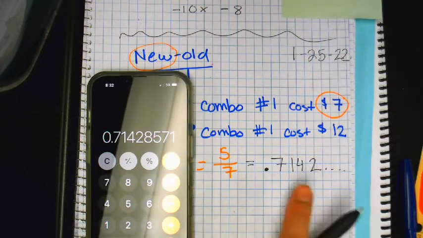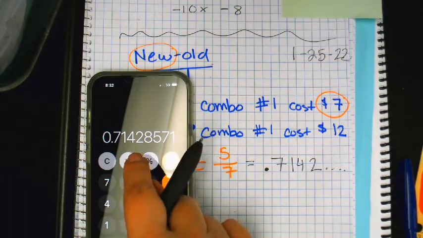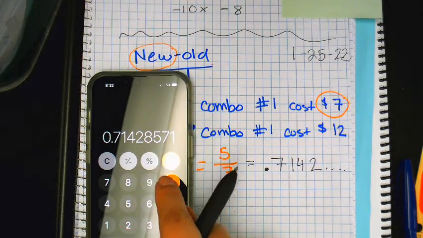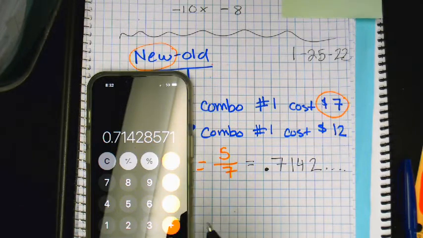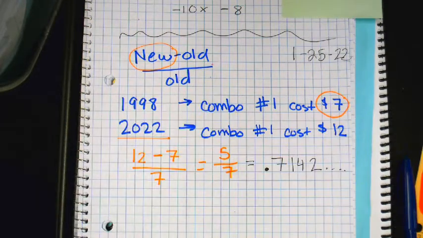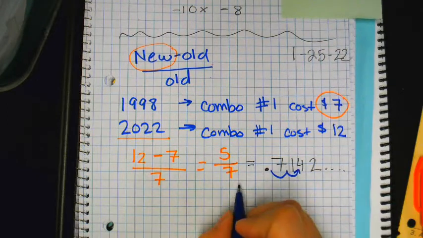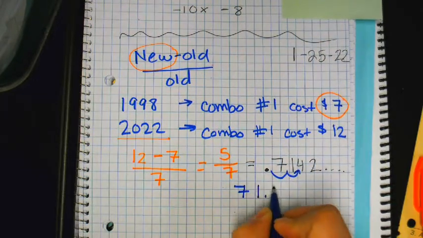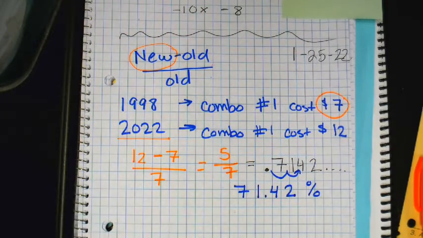Is this a percent? No. This is a decimal. When you divide and plug it into a calculator, that is called your decimal answer. Now, how do I change this decimal answer into a percent? Move the decimal 2 times. So it would be 71.42%. Increase or decrease? Increase. The price went up.